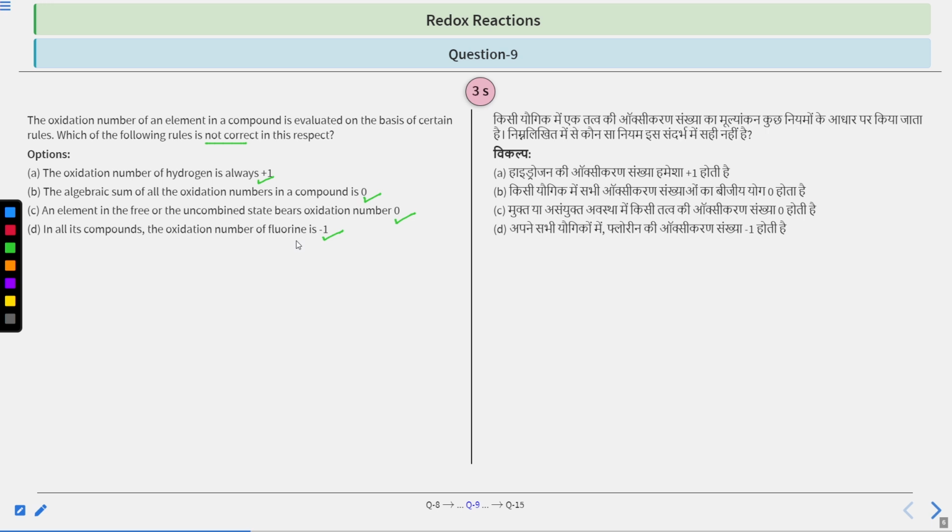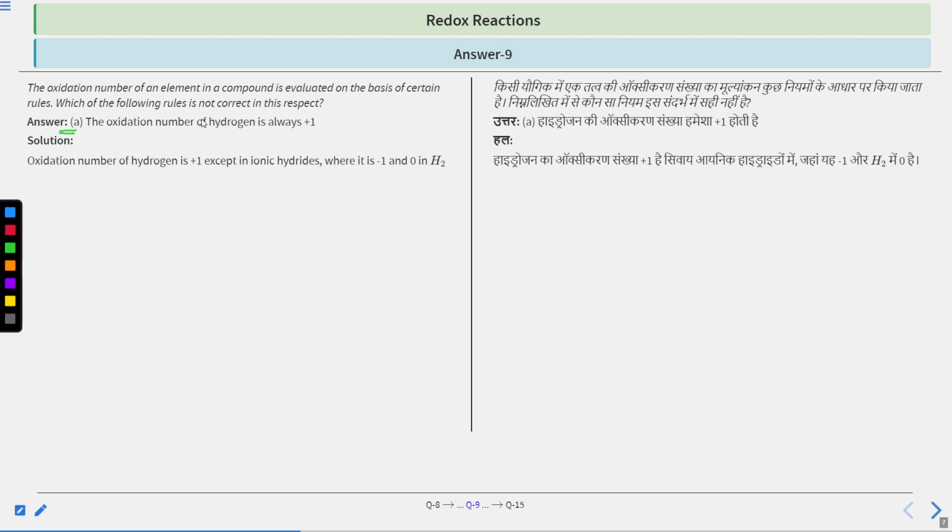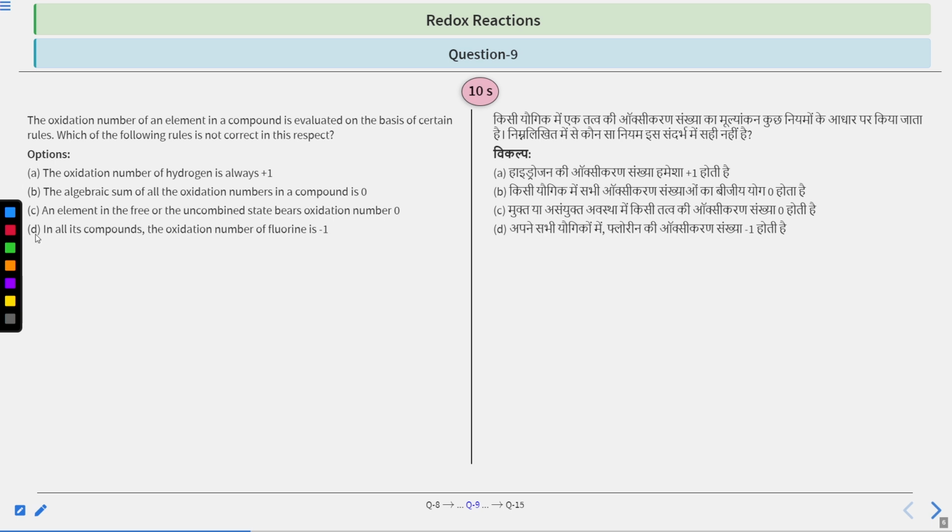Okay, let's see. The correct answer is option A, that is, the oxidation number of hydrogen is always +1. You can see that in option B, the algebraic sum of all oxidation numbers in a compound is 0, which is a correct rule. In option C, an element in the free or uncombined state bears oxidation number 0. This is also a correct statement. In all its compounds, the oxidation number of fluorine is -1 because fluorine is a halogen. So this is also a correct rule of oxidation number.